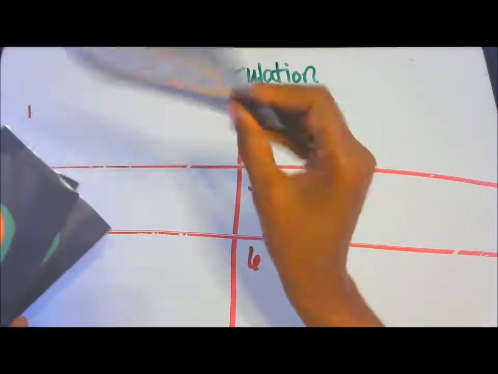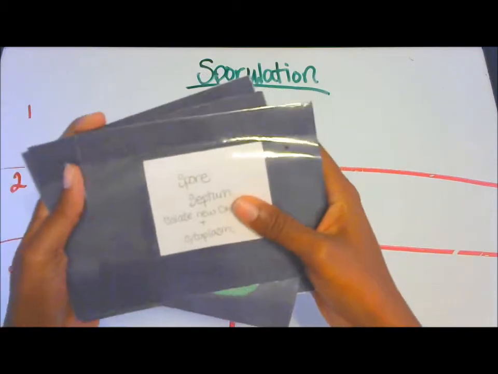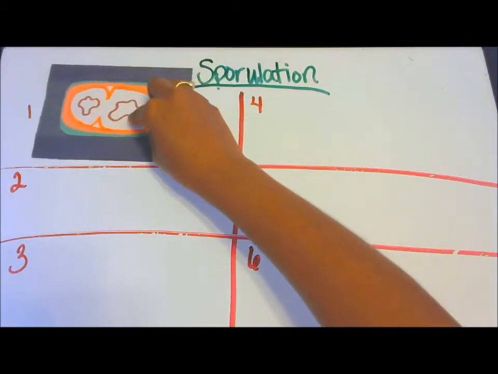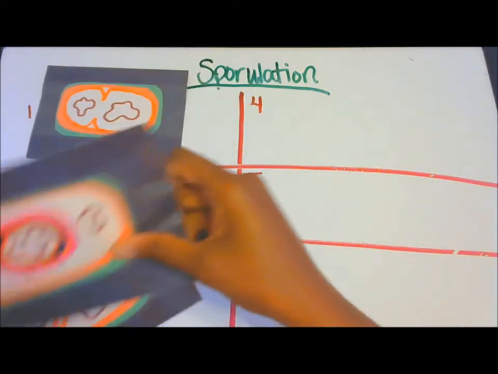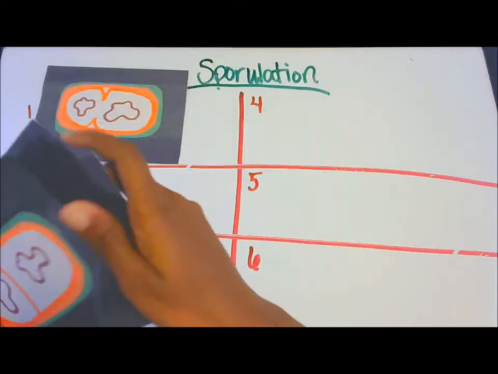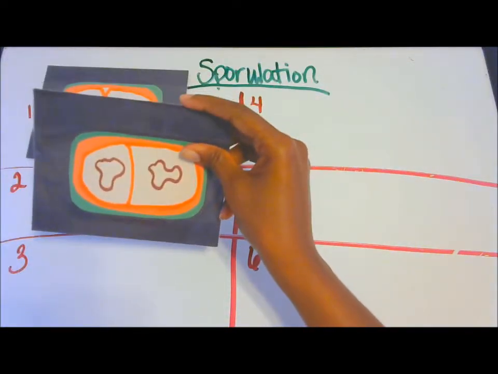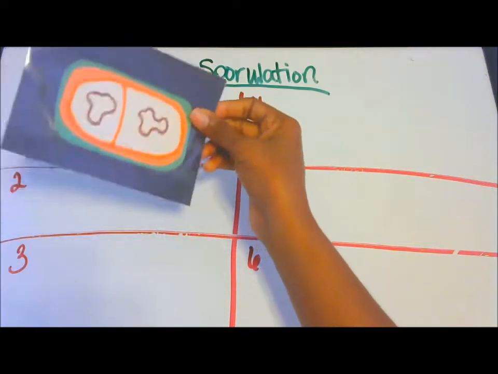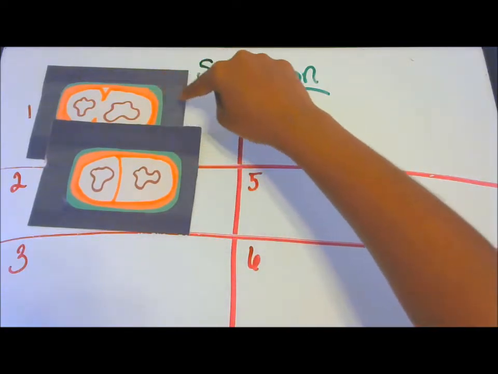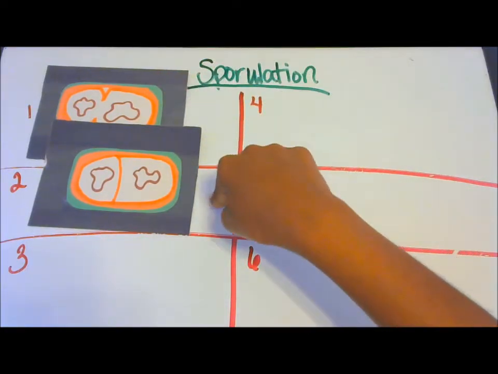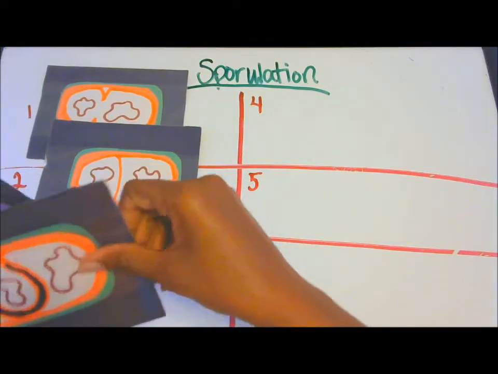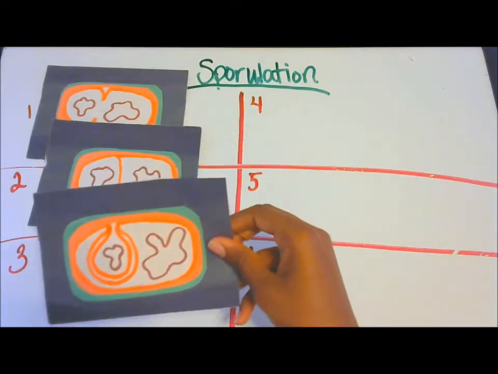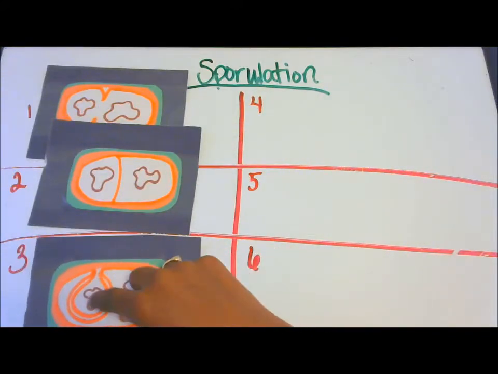Spore septum isolates the DNA and cytoplasm. Number 1, spore septum. Number 2, the plasma membrane separates the new DNA and cytoplasm. So it's a membrane. Number 1 is spore septum. Number 2 is the membrane separating DNA. 3 is forespore. Forespore is the double membrane forming around the DNA.